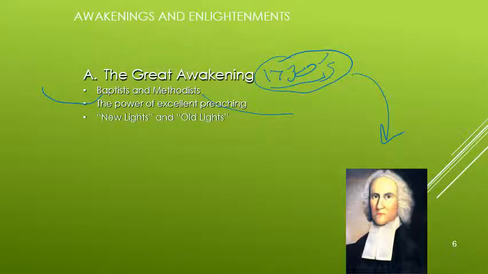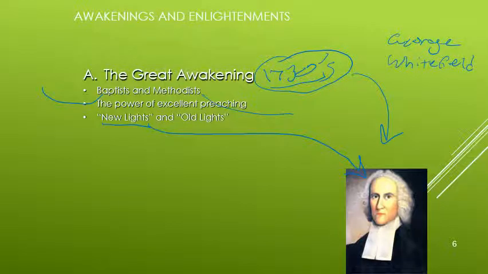These people are known as New Lights. Jonathan Edwards is an example of a New Light preacher. Another guy by the name of George Whitefield. I'm sorry, that's so bad. These are really, really important people for the early history of the American colonies.